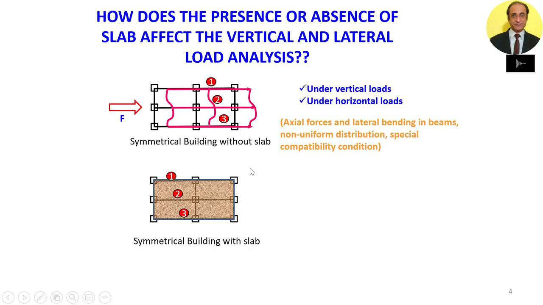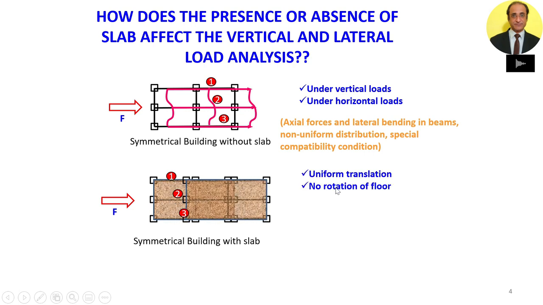On the other hand, if we consider the structure like this, where there is a presence of the floor slab, then the load applied at this particular point will lead to a uniform translation. So what difference this slab has created is that it has bound all the frames together, and the compatibility condition has ensured that all the frames undergo the same amount of lateral displacement. So the forces will be distributed among the frames in proportion to their individual stiffnesses.